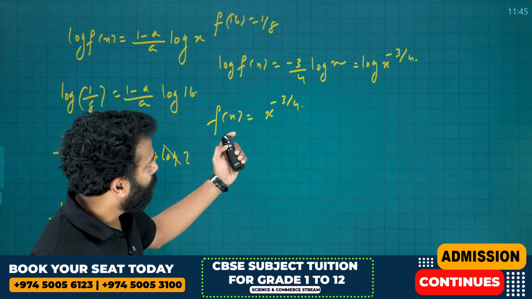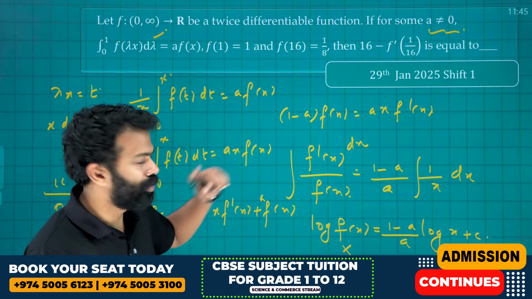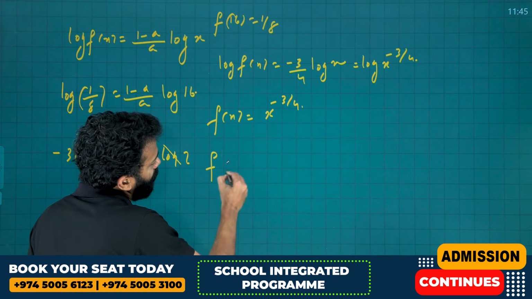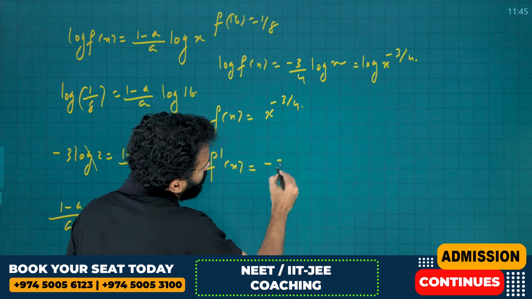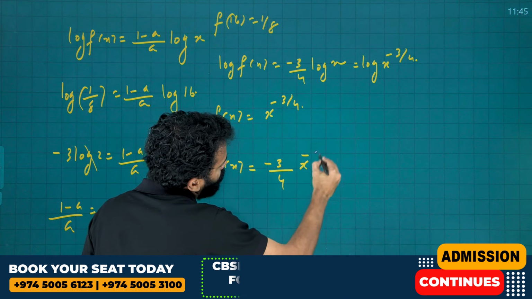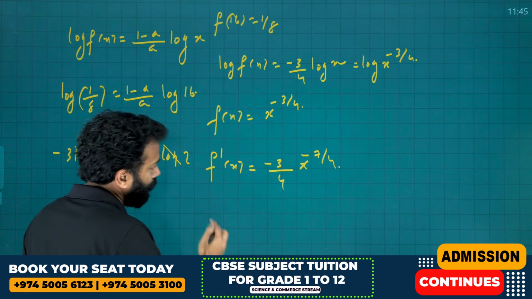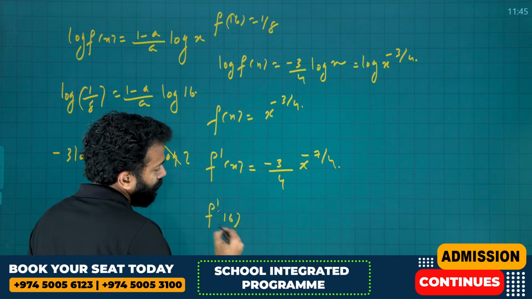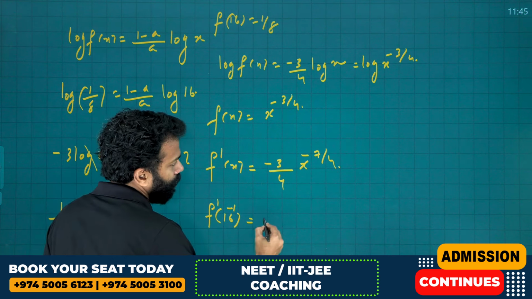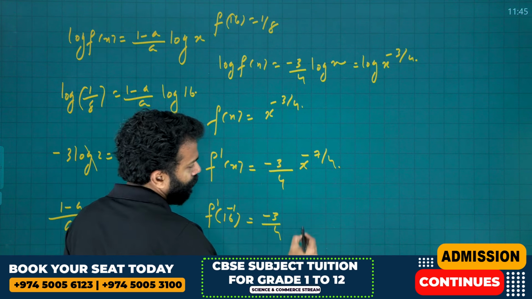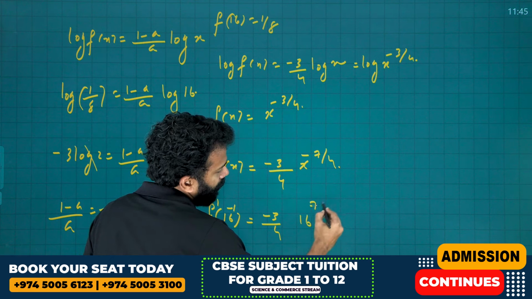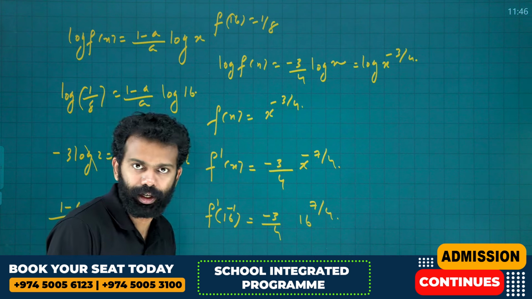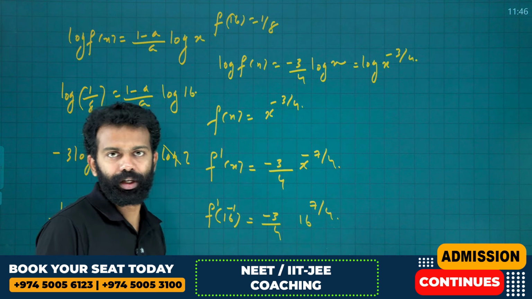So, we need to find f dash of x. Then we need to substitute 1 by 16, right? Let's go with that. Therefore, what will be f dash of x? F dash of x will be minus 3 by 4 into x raised to minus 7 by 4. Okay. So, what is f dash of 1 by 16 or f dash of 16 the whole raised to minus 1? It will be minus 3 by 4 into 16 the whole raised to 7 by 4, right? 16 raised to minus 1, that minus and this minus got cancelled. 1 by 16 is 16 raised to minus 1, right?